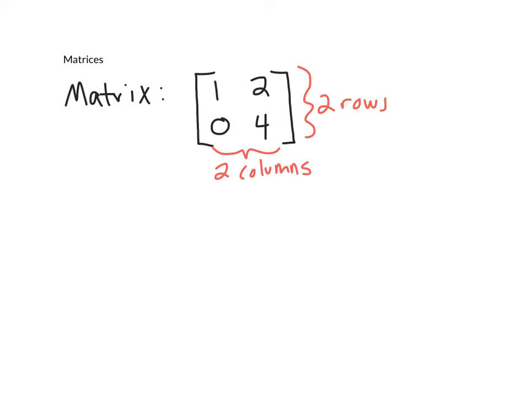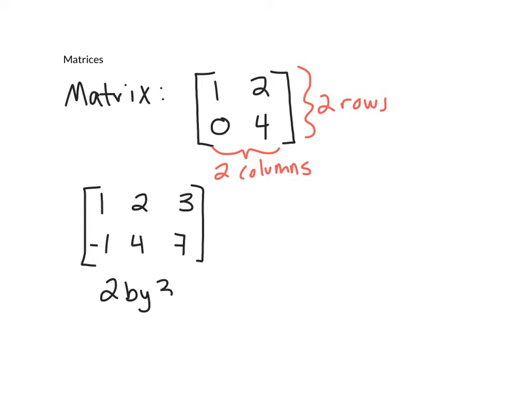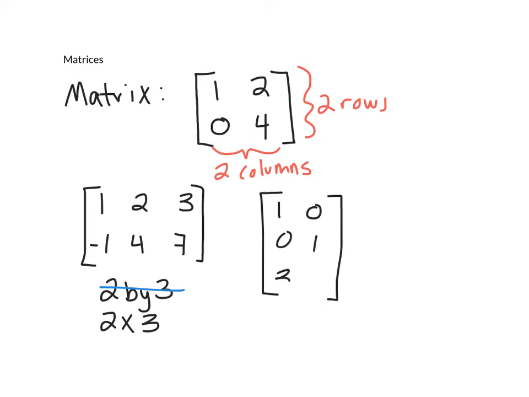Let's look at another matrix. Let's say we have the matrix 1, 2, 3, -1, 4, 7. This matrix also has 2 rows and 3 columns. We would call this a 2 by 3 matrix, but we usually write that a little bit differently. Instead of the word by, we use a multiplication symbol, so a 2 × 3 matrix. We could, of course, also have a matrix, let's say 1, 0, 0, 1, 3, 4, that has 3 rows and 2 columns, so this would be a 3 × 2 matrix.